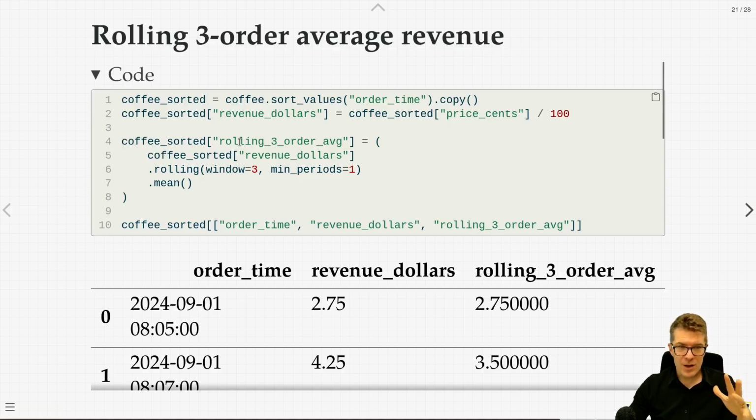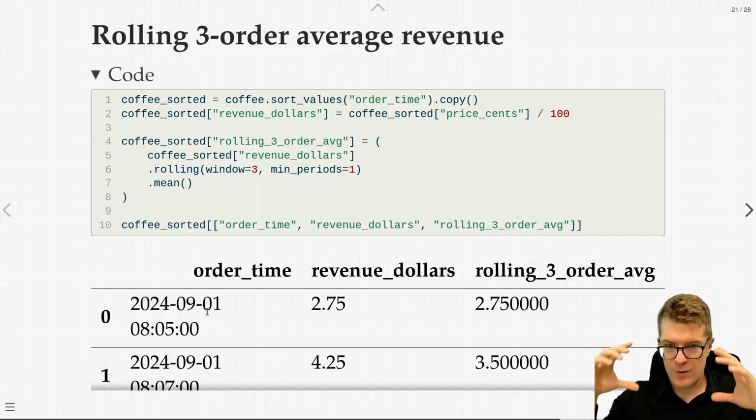So I have this new column, rolling 3 order average, and now I just want to see what my data look like. I want to print out the order time, which I've sorted, print out the revenue dollars, which is my exact measurement at the time of that order, but then also get a rolling 3 order average over time.